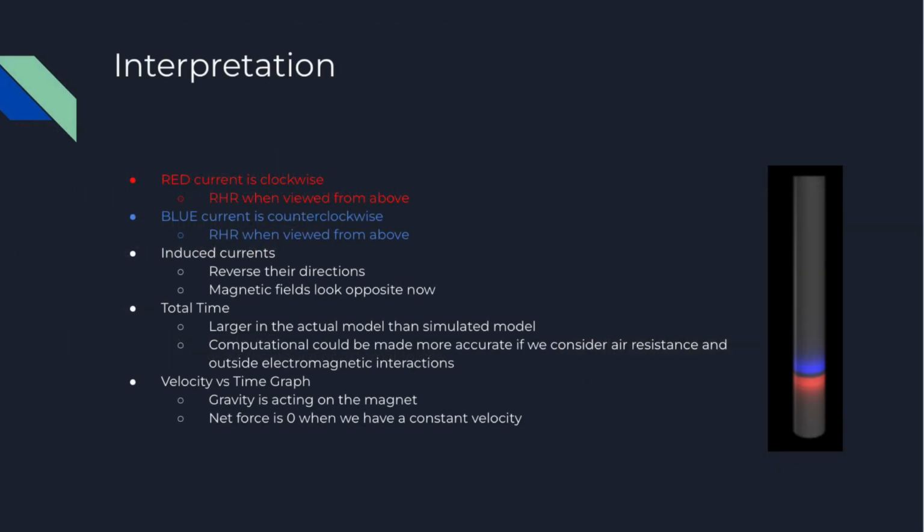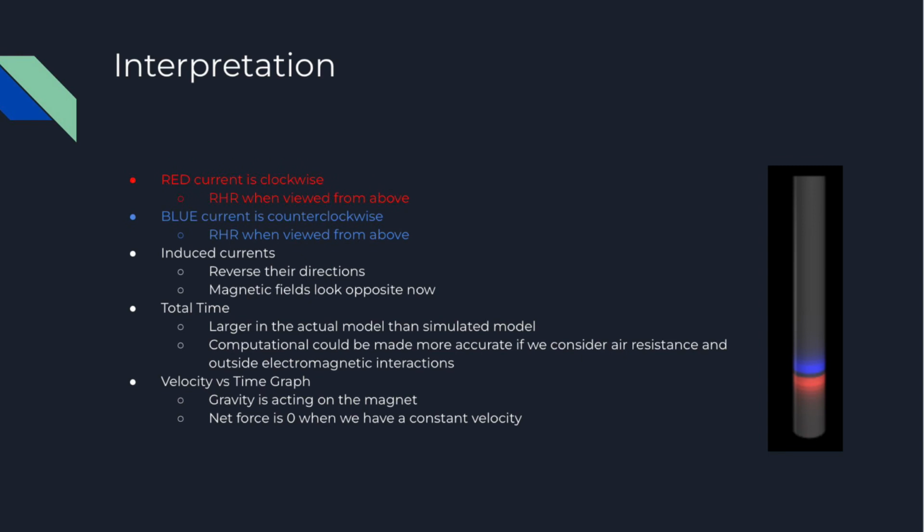The red current is clockwise, and the blue current is counterclockwise in the tube. The induced currents reverse their directions, and the magnetic fields look opposite now. The total time was larger in the actual model than the simulated model, and the computational model could be made more accurate if we consider things like air resistance or outside electromagnetic interactions.